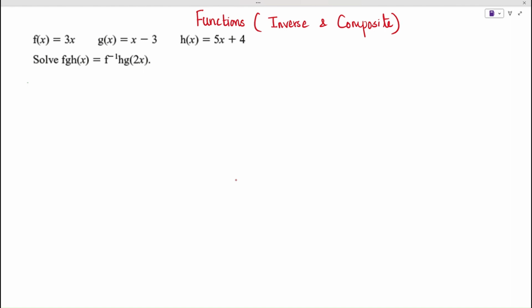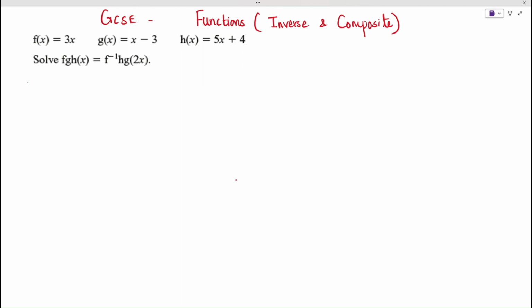In this video, we'll be going over a GCSE style question involving functions with the inverse and composite functions. Our question: solve f of g of h of x is equal to f inverse of h of g of 2x. And we're given our three functions f of x, g of x, and h of x at the start of our question. F of x is equal to 3x, g of x is equal to x minus 3, and h of x is equal to 5x plus 4.